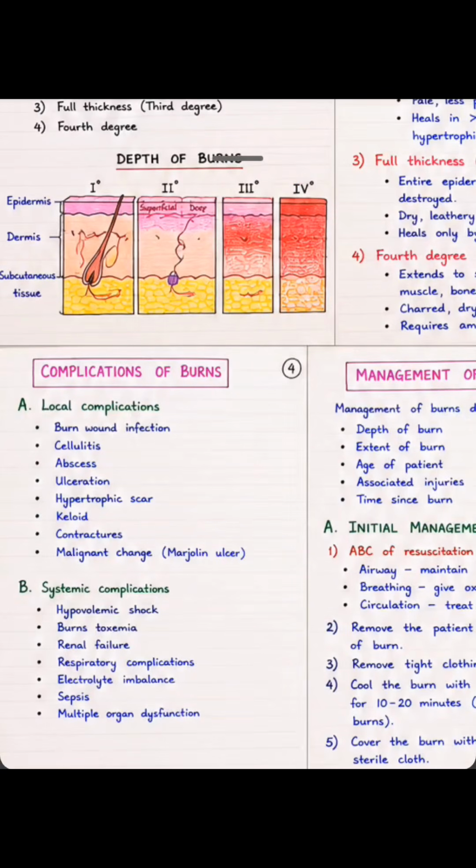Okay, now systemic complications include hypovolemic shock, burns toxemia, renal failure, respiratory complications, electrolyte imbalance, sepsis and multiple organ dysfunction. The important concept is: why does a large burn cause systemic problems? Because when a large area of skin is damaged, the effects are no longer restricted to the skin, and the patient can develop fluid loss, shock, respiratory problems, electrolyte disturbances and infection.